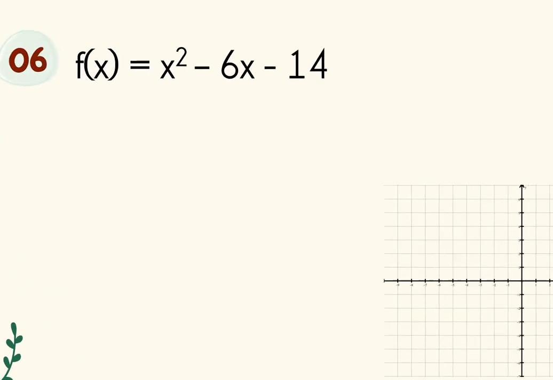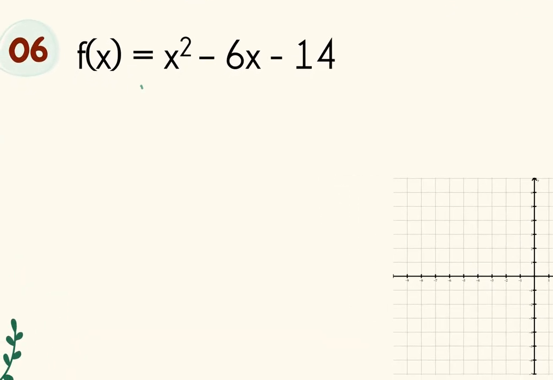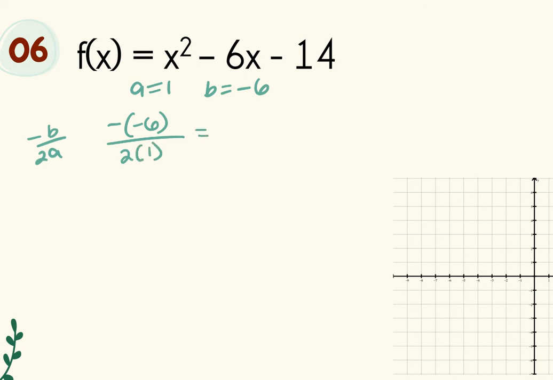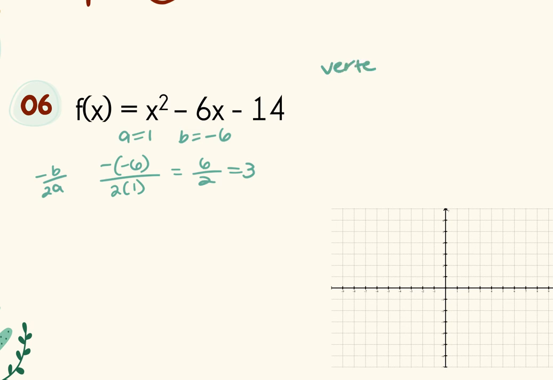So I'm going to do -b over 2a to find the h. A is 1, b is -6, c is -14, but I don't need that yet. Negative b over 2a. Why would it not be all real numbers? A domain? Never, not for a quadratic. Always for a quadratic. That's why I said you know that answer from the moment you look at it. -b over 2 times 1 would be 6 over 2, which is 3. And that's the x coordinate of your vertex.